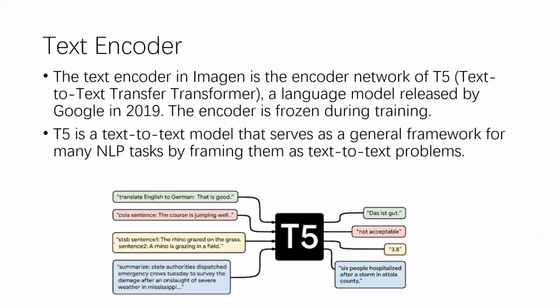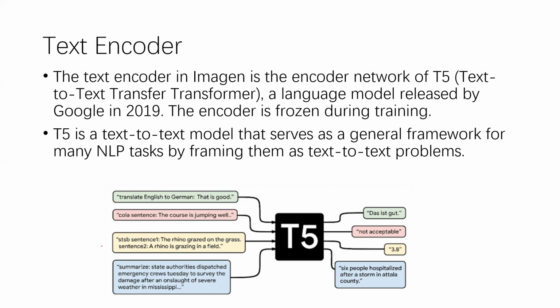And let's first look at the text encoder. The text encoder in Imagen is the encoder network of T5, which is the Text-to-Text Transfer Transformer. It's a language model released by Google in 2019. And by the way, the encoder is totally frozen during training, so it doesn't update its parameters.